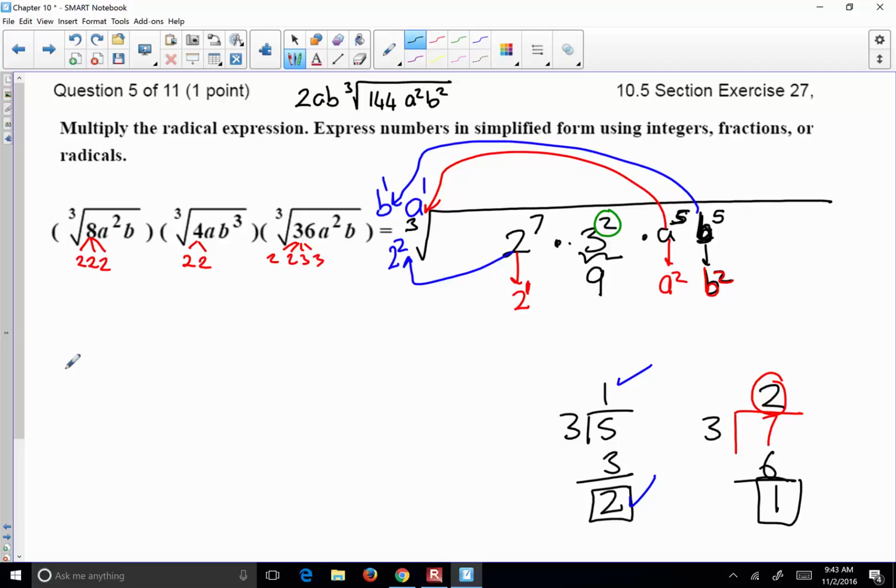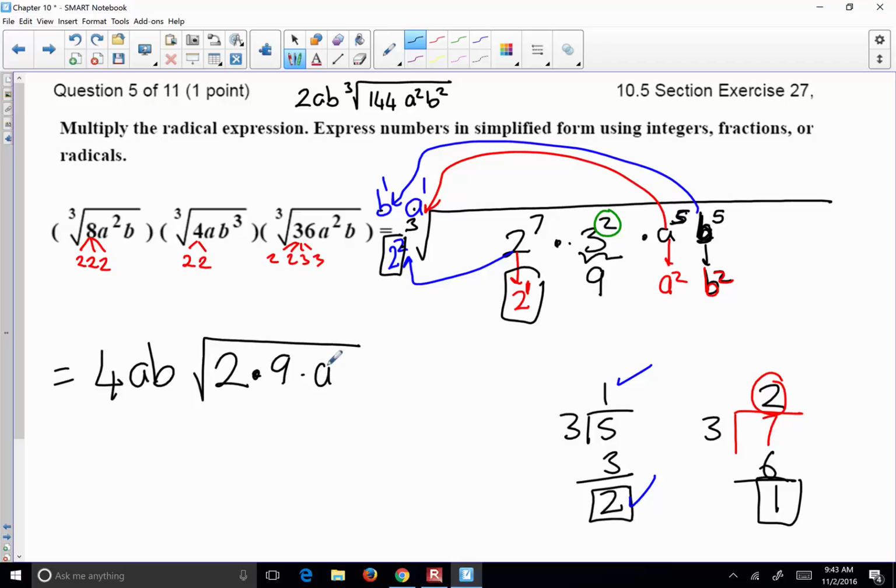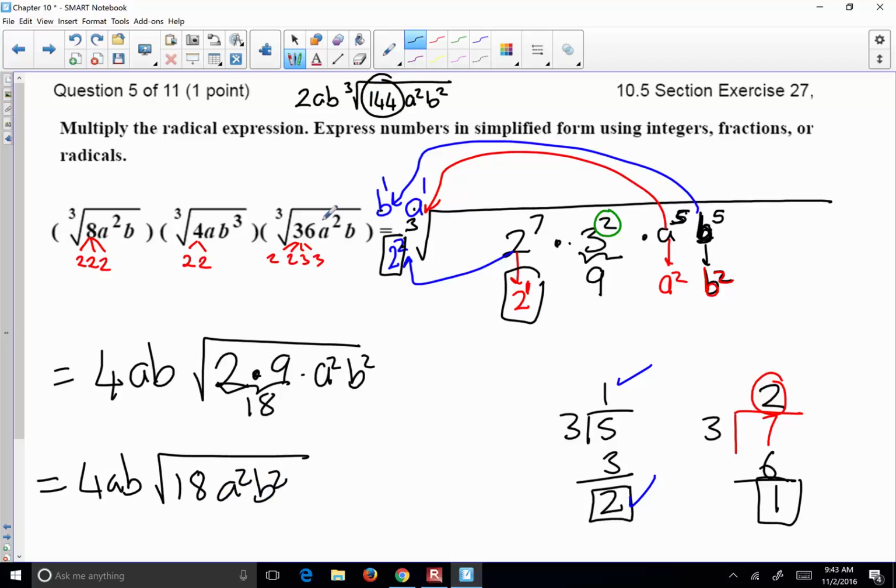So let's collect everything we have. 2 squared, which is 4AB. 2 remains. 9 remains. A squared, B squared. But we better combine this. 18. 4AB. 18A squared, B squared. Almost, okay? You need to pull 1, 4 as 2 out here.